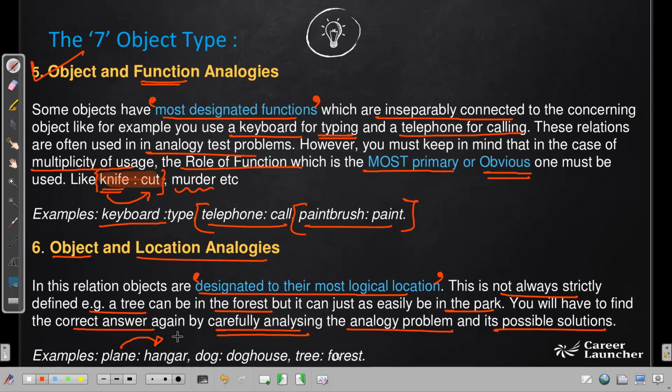A plane can be found at other places as well, for example, let's say at Ambani's place. But a plane's designated place is to be in a hangar. A dog can be on the sofa as well, but a dog's designated place is a doghouse. A tree belongs to a forest or a park, but the designated natural place is the forest.